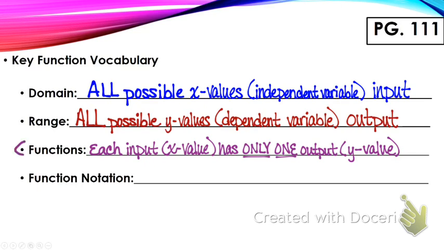We have a way of testing for functions on graphs using something called the vertical line test, and I'll show you how to use that in just a moment. So on a graph, we can use the vertical line test.